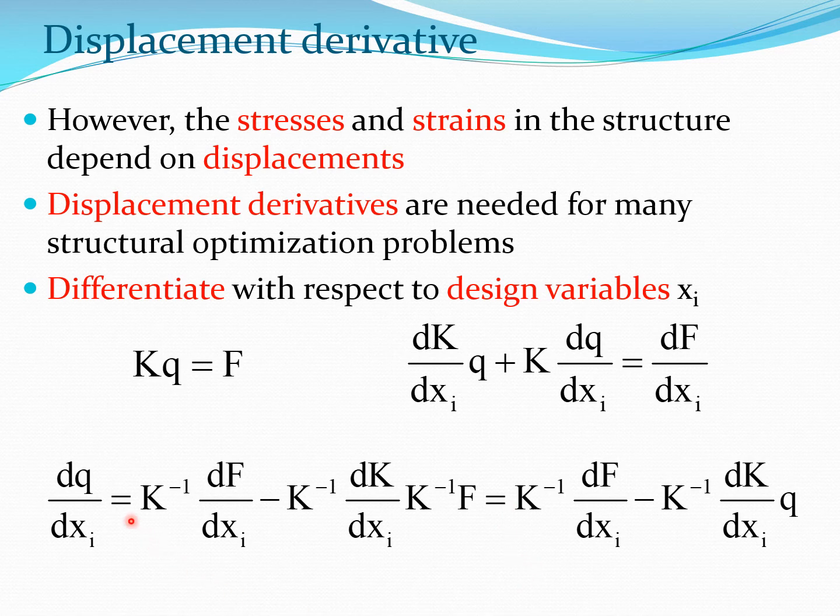So if you want to calculate the derivative of the displacement vector, you can calculate it using this equation here. You would need the stiffness matrix, you would need the displacement, which you have calculated before using Kq is equal to f, and you need the derivative of the force vector and the stiffness matrix. Now these particular derivatives can be calculated by explicit differentiation in many cases.